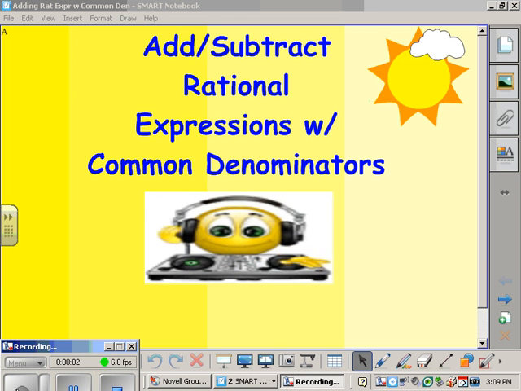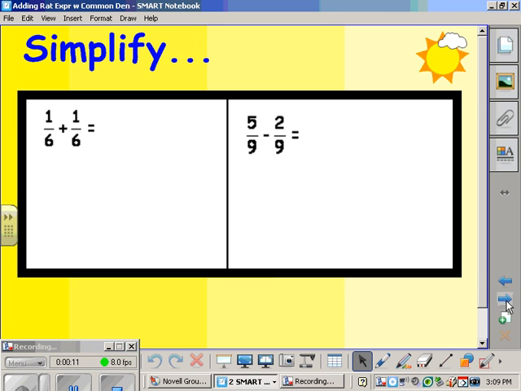In this lesson, you're going to learn how to add and subtract rational expressions that already have common denominators. Let's take a look at some examples. Now, these are just regular fractions like you've learned previously, and we're just going to review how you can add fractions with common denominators because this will relate to today's lesson.